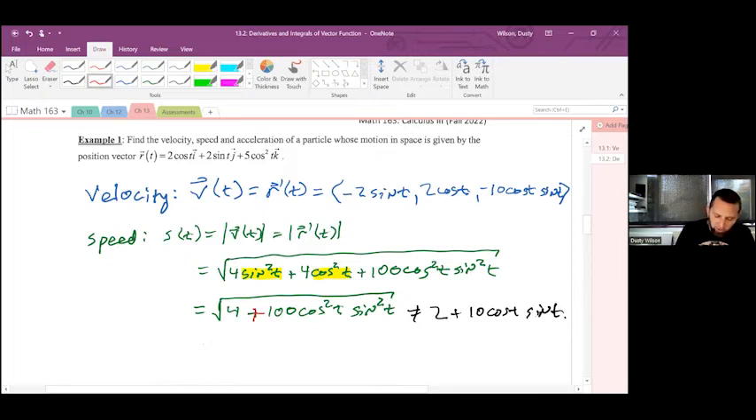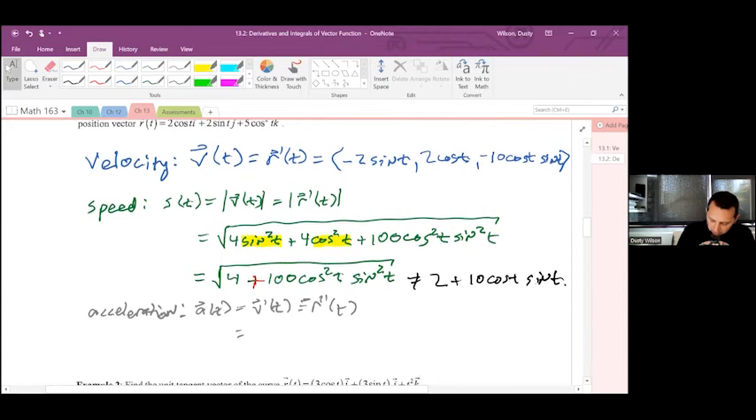Lastly, we want to find the acceleration. So acceleration. And again, recalling what we've done in the past, we could guess this will be a of t, definitely a vector, and it's going to be v prime of t or r double prime of t. And this would be, in our case, equal to the derivative of negative sine t, or -2 cosine t, comma, -2 sine t.